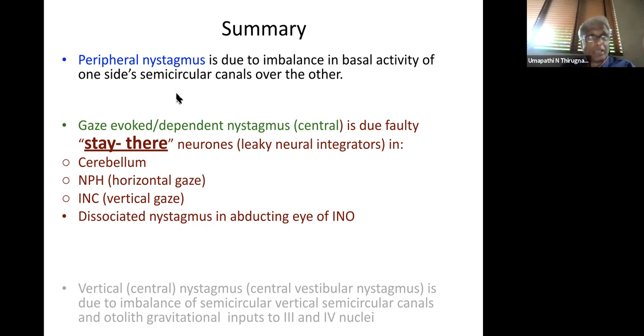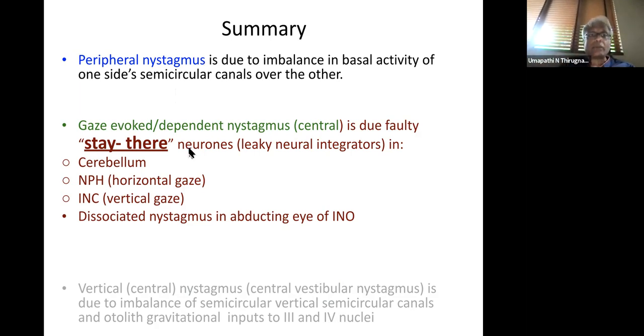So in the second part of the talk, we talked about two types of nystagmus: peripheral nystagmus, and we went through the key features. None of it needs to be memorized as long as you can do the vestibular dance right in front of you, and that will tell you that it's due to an imbalance in the vestibular system. That's it. So this imbalance can only give you certain key features, and we talked about the four key features.